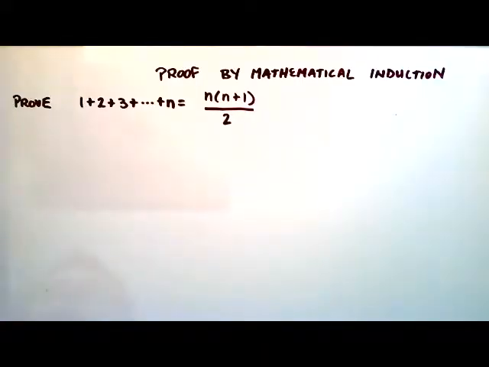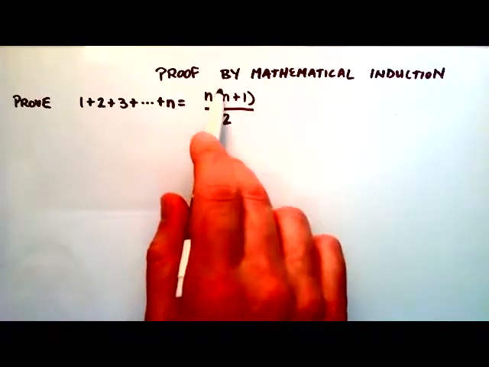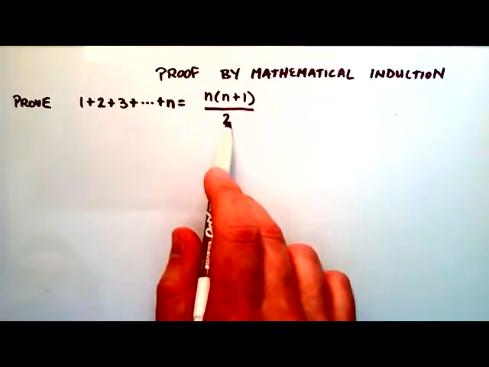In this tutorial I'm going to be doing a proof by mathematical induction. So I'm going to be proving that 1 plus 2 plus 3 plus all the way up to n is equal to n times n plus 1 divided by 2.